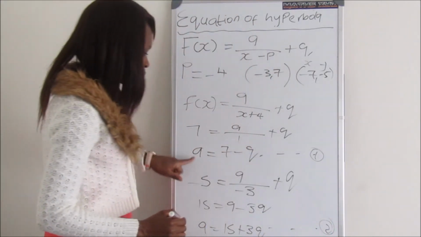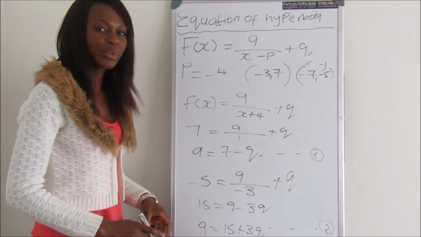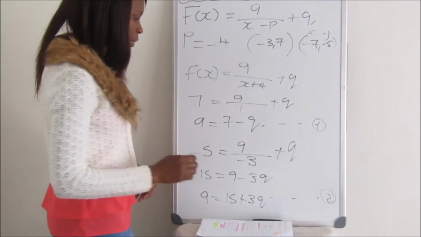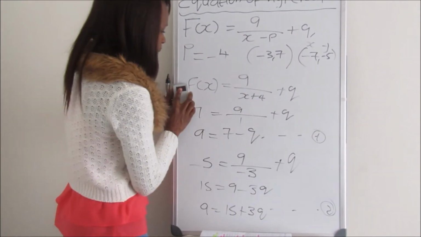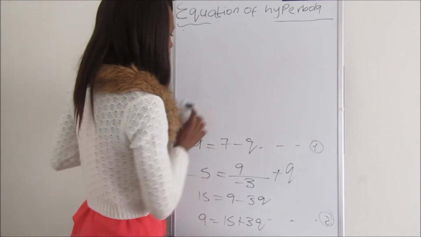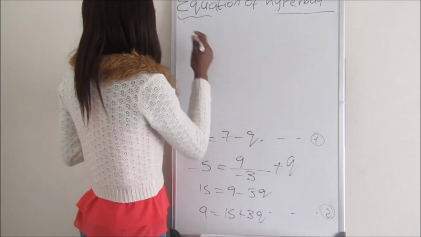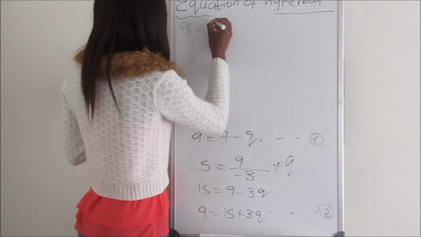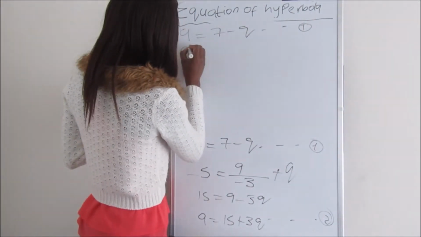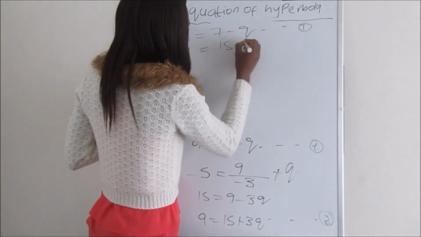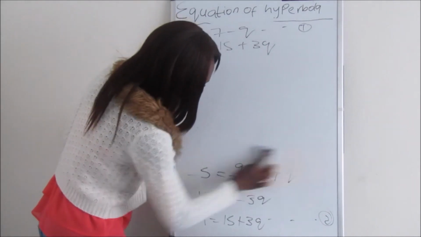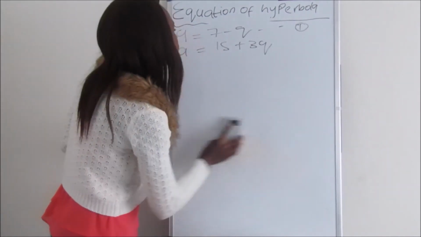We now have two equations and two unknowns. That means that we can find the values of our two unknowns using simultaneous equations. Let me just make space here. Our first equation is a equals 7 minus q. And our second equation is a equals 15 plus 3q.